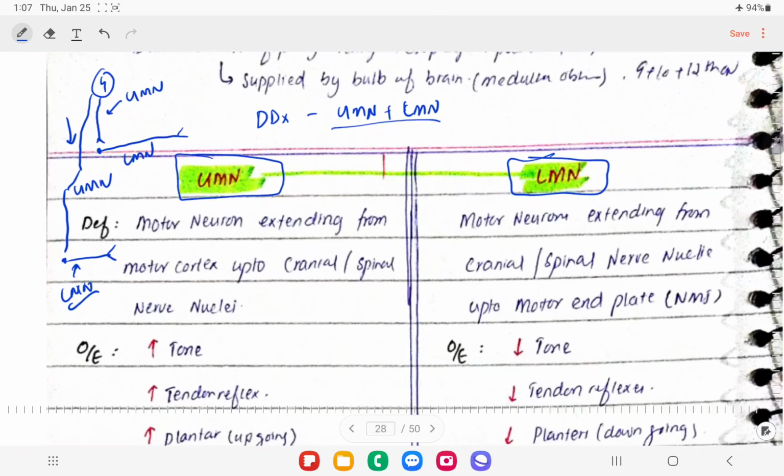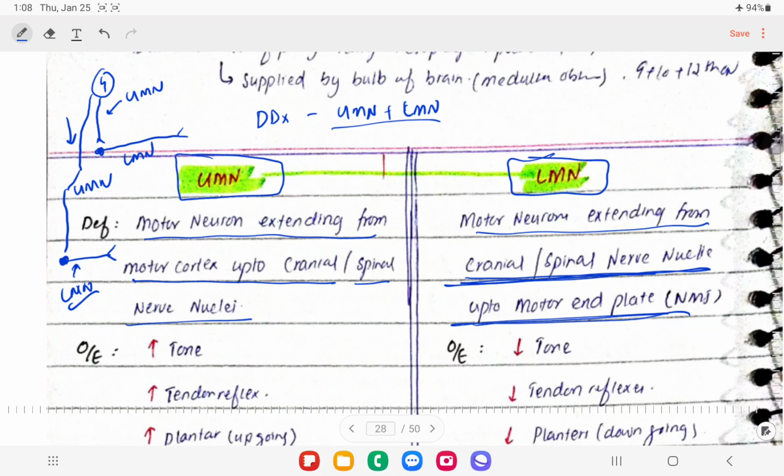So upper motor neuron is defined as the motor neuron that is extending from the motor cortex up to the cranial or the spinal nerve nuclei, right? So we'll have these nuclei here. This one is a nucleus and this one is a nucleus. So this is called as the upper motor neuron, right? Talking about lower motor neuron, so motor neuron that extends from the cranial or the spinal nerve nuclei, and they go up to the motor end plate, right? That is called as neuromuscular junction, right? Okay, so this is the motor end plate, right? So this is called as the lower motor neuron.